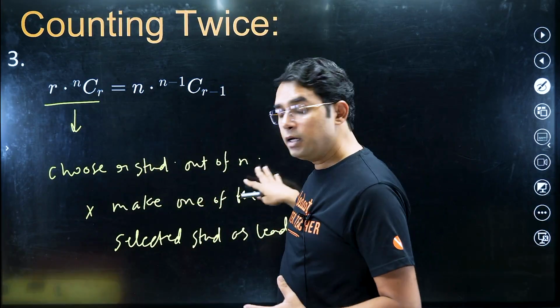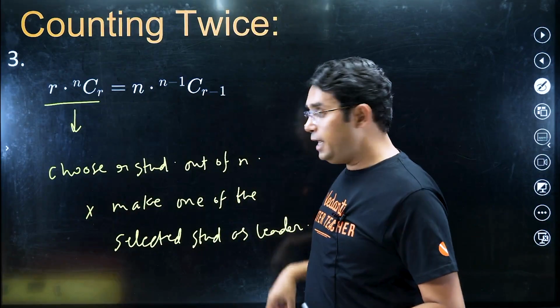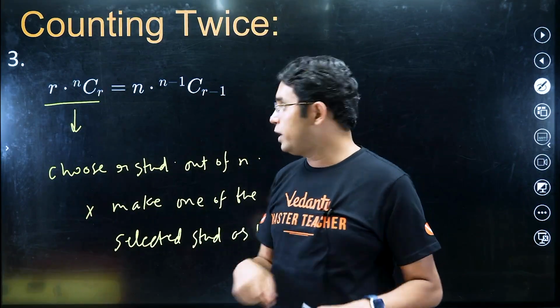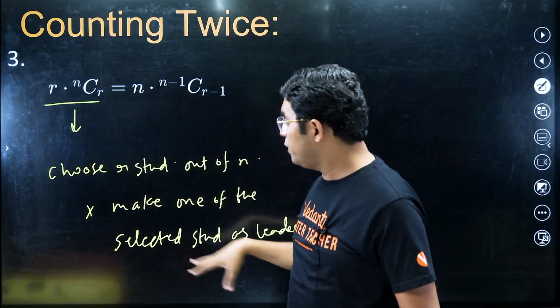The R students you have chosen, you're having R students with you in a team, let us say, and for that team, you make one of them a leader. That you can do in R ways. So NCR into R is what we are doing this way.